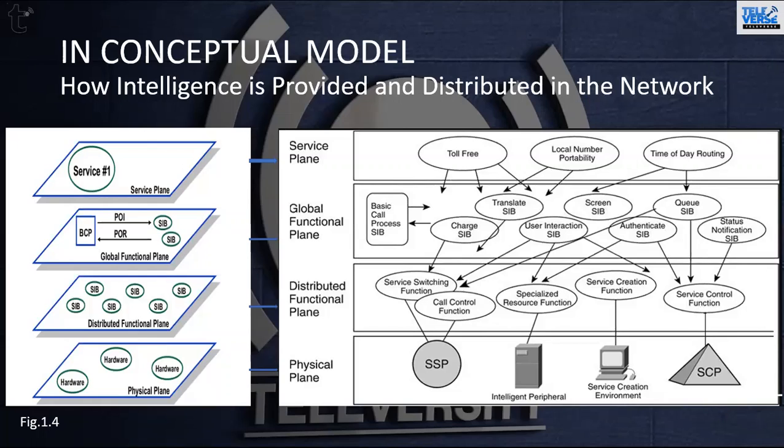Function, service switching function. Okay, and then for intelligent peripheral, you see specialized resource function. Then service creation function belonging to the service creation environment. Then the pyramid hosting the SCP, you will see it pointing to a service control function under the distributed functional plane.